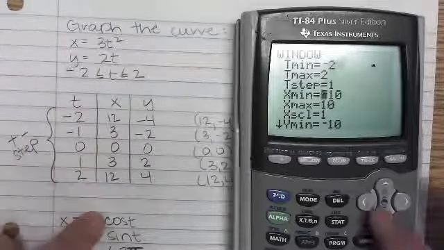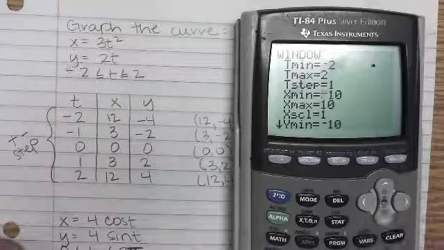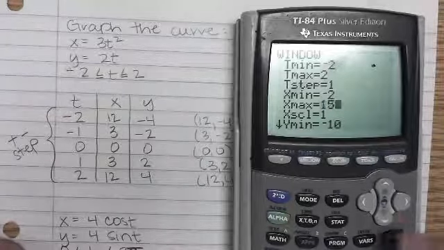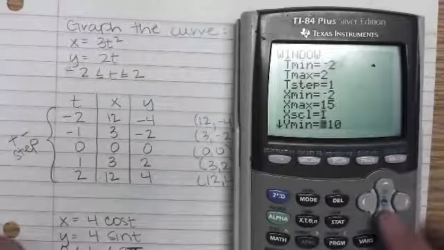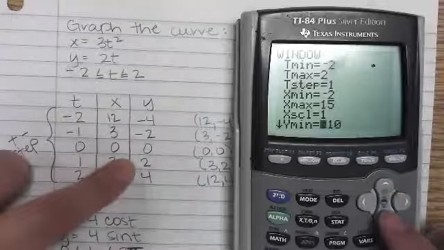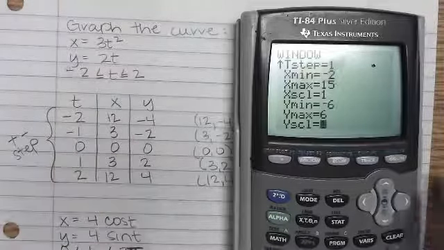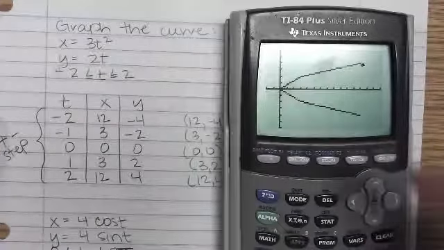For my x values, we went from 0 to 12, so we can maybe go a little bit bigger than that. We could go like negative 2 to 15. X scale just means that my x's are going to go by ones. For the y's, that might be a little big, maybe negative 6 to 6, and then 1. And so this looks like what we graphed on our paper.